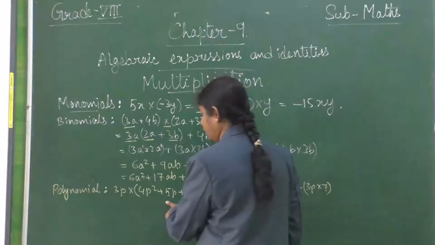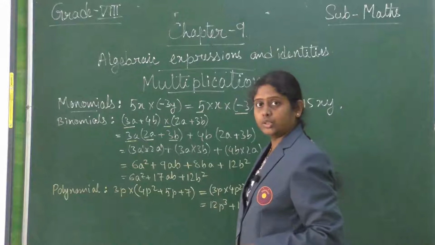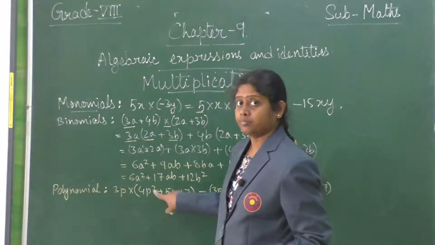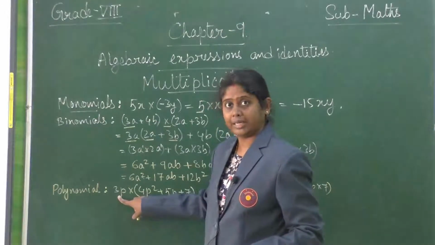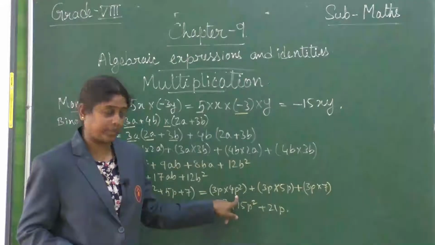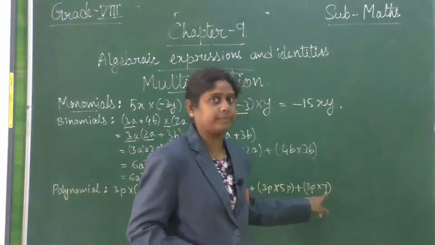Now come to the polynomial. Here I have taken only one polynomial, along with that one monomial. So how are we going to do? We will break the bracket and we will multiply each term with the 3p. So it gives you 3p into 4p square plus 3p into 5p plus 3p into 7.